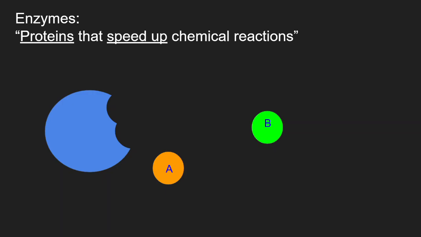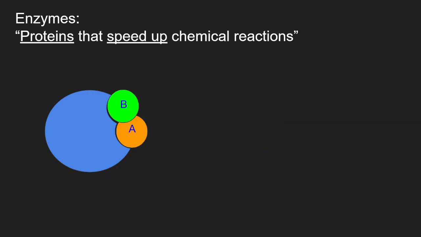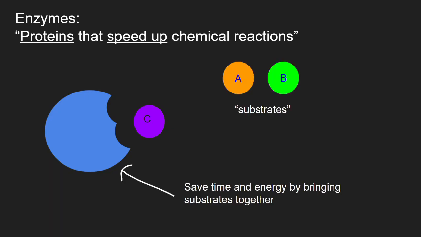So what an enzyme does, or one of the ways that they speed up chemical reactions, is that they have sites that are specific for and are attractive to molecules A and molecules B, and then they just bring molecules A and B together, thereby saving a ton of energy. Molecule A and B are substrates, and what's released from the active site once the reaction has occurred is molecule C. So that's how enzymes save a ton of time and energy.